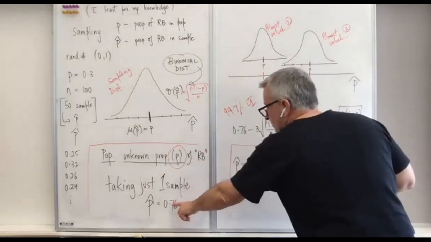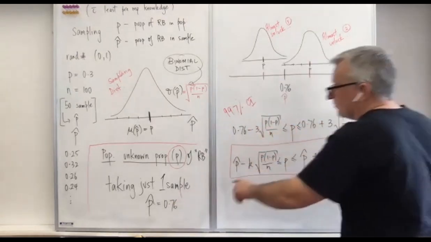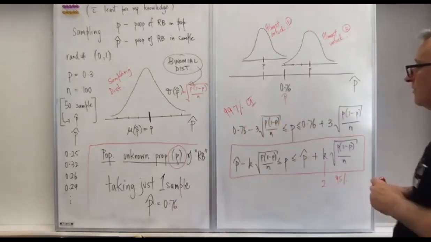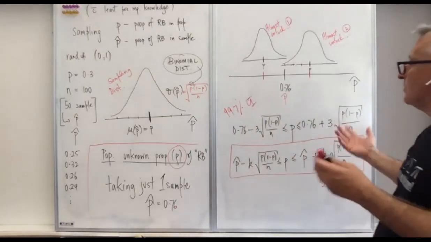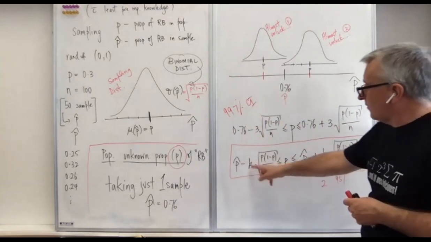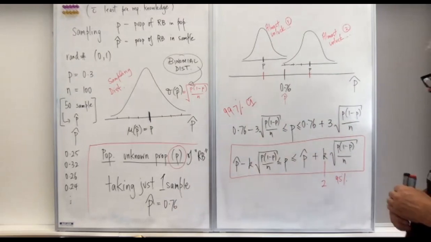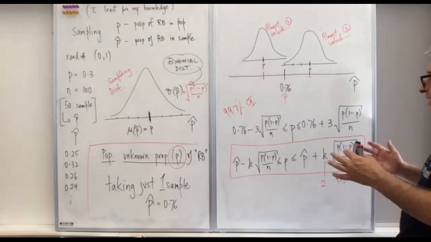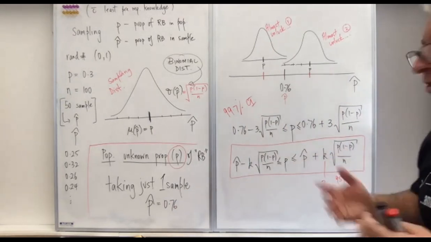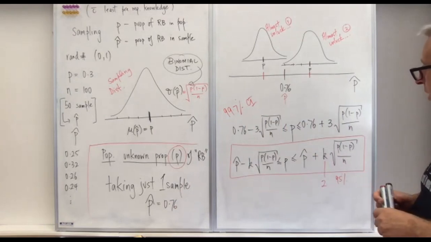Every time I do one of these, I get a different one of these. So on average, in this case, if this was 2, then 5 out of 100 in the long run would not capture the proportion, and 95% would. Okay, last couple of things to think about.